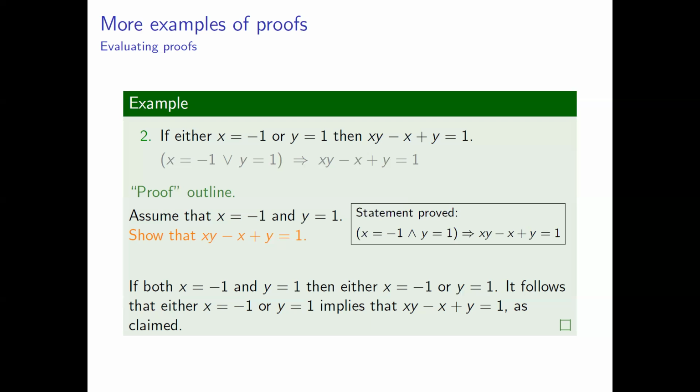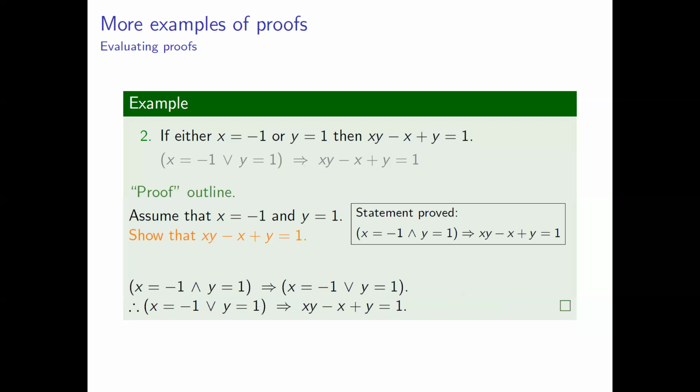Let us check if the remaining argument is valid. The first sentence of the second paragraph is the sentence, if both x equals minus 1 and y equals 1, then either x equals minus 1 and y equals 1, or y equals 1. We know that this is a tautology. Hence, it is valid to state this. The last sentence is the claim itself.